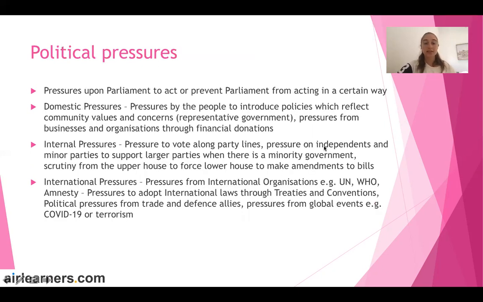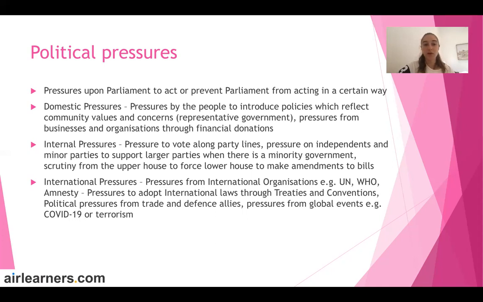The next factor that affects the ability of Parliament is political pressures. So political pressures may affect Parliament's ability to act, or it may prevent Parliament from acting in a certain way. There are 3 different types of political pressures. The first type is domestic political pressures. So political pressures come from members of the community to introduce bills which are representative of the community's concerns and values. Domestic pressures may also come from businesses and organisations through financial donations.